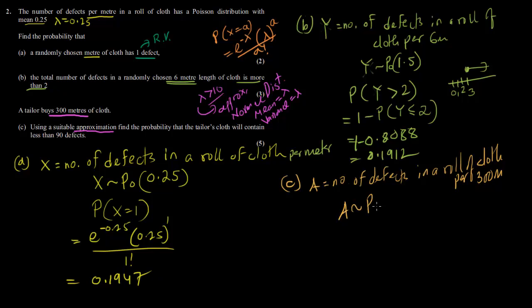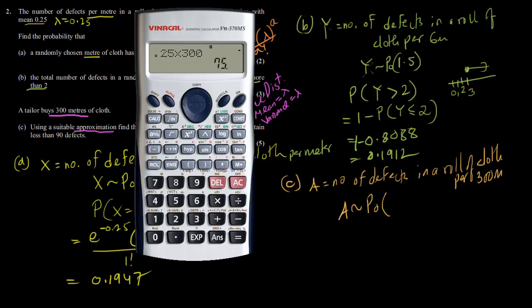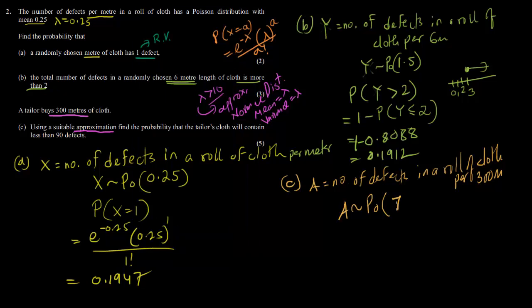So let's see what the value of lambda would be. If you multiply 0.25 into 300, we get 75. So this is going to be 75. Of course, it is more than 10 and it's not in the table. So we have to use another distribution. But before that, let's see what is the probability. Less than 90 defects. Remember, defect is the random variable. So we have to find the probability of A is less than 90.